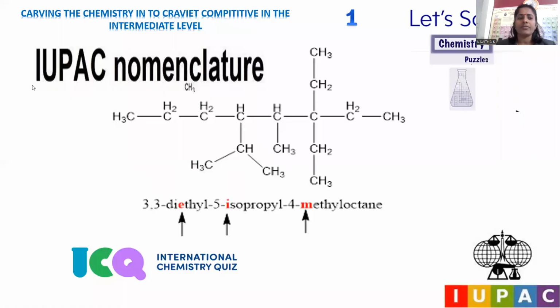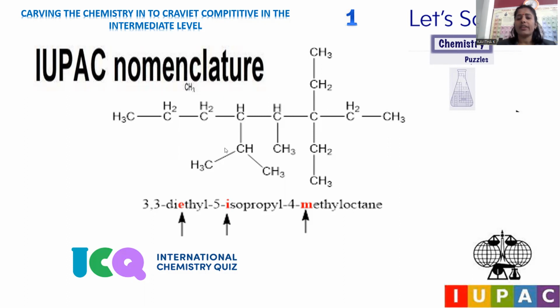This is a question from IUPAC nomenclature. Here, in accordance with the International Union of Pure and Applied Chemistry, this is a long carbon chain with side branches: ethyl, ethyl, methyl and isopropyl. Initially we have to search for the longest parent chain. If you see this, 1, 2, 3, 4, 5, 6, 7, 8, 8 carbons is the longest. If we go for another, 1, 2, 3, 4, 5, 6, 7 carbons is the shorter one only. So the longest is oct, meaning an 8 carbon chain, so octane is the parent chain here.